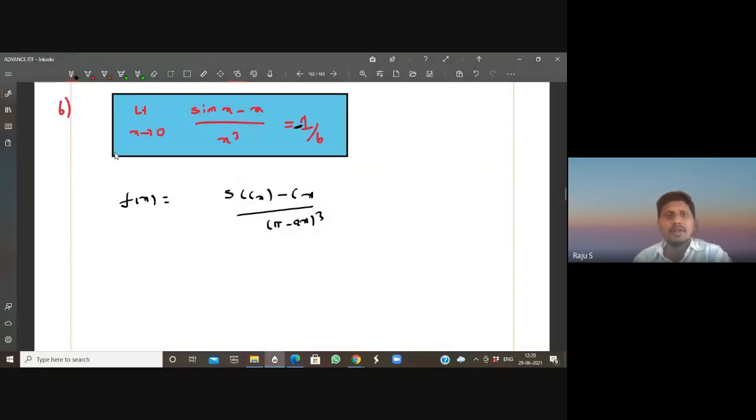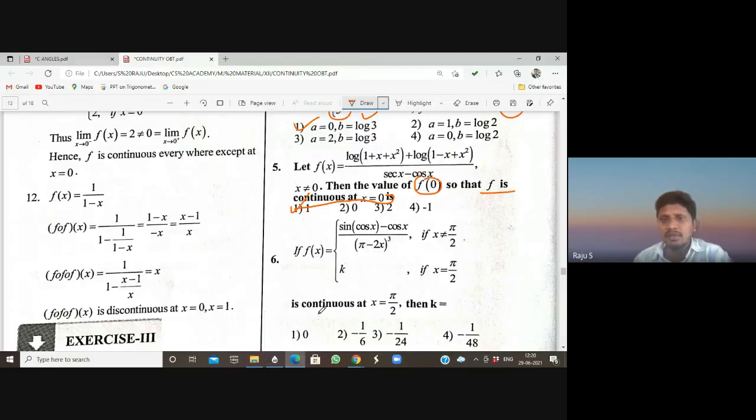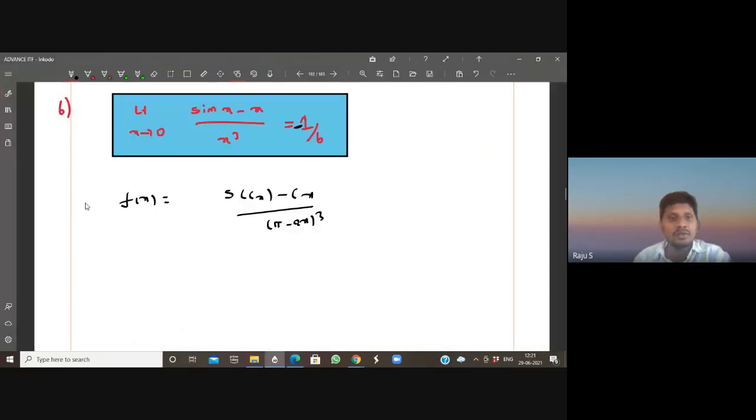See here. Take the limit on both sides. Limit at where it is continuous, student, x tends to pi by 2. See, here it is continuous and x tends to pi by 2. A particular value is given, so you should take the limit as x tends to pi by 2. F of x is equal to limit x tends to pi by 2 alone. So this is equal to limit x tends to pi by 2.